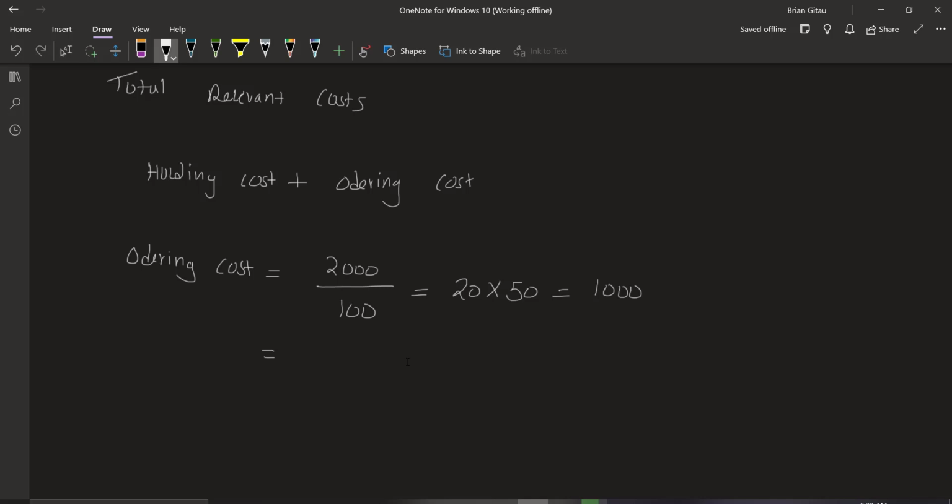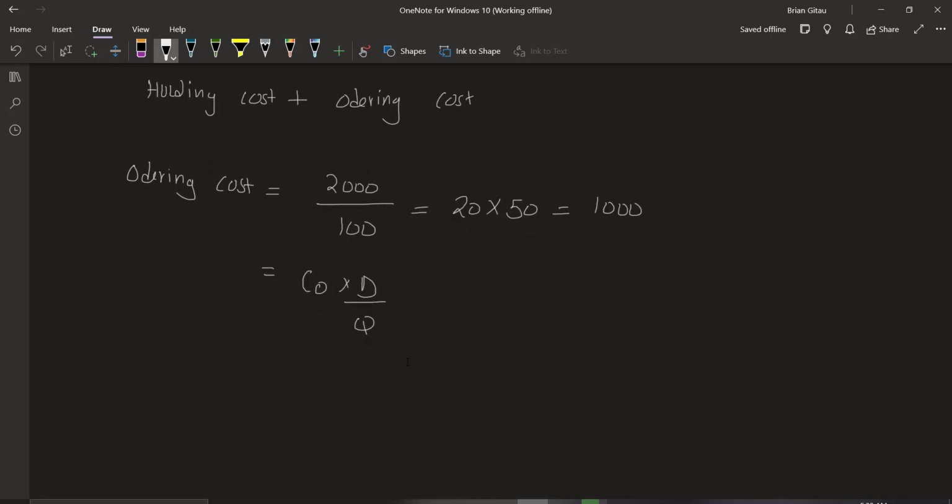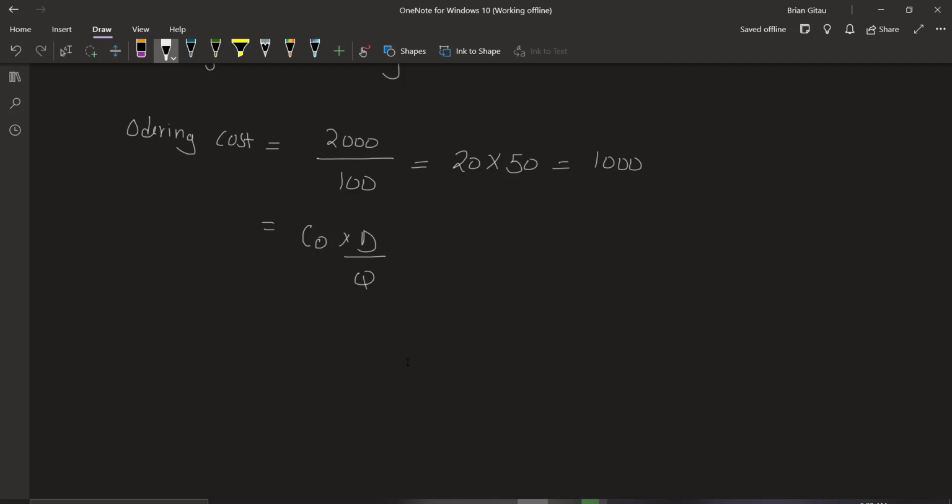So the formula for ordering cost is given by the ordering cost, CO, multiplied by the annual demand divided by the EOQ. So we divide the annual demand by the EOQ quantity, and then we multiply that by the cost of one order. We take 2000 divided by 100, we get the number of orders we can make in a year, and multiply that by 50, the cost of one order.